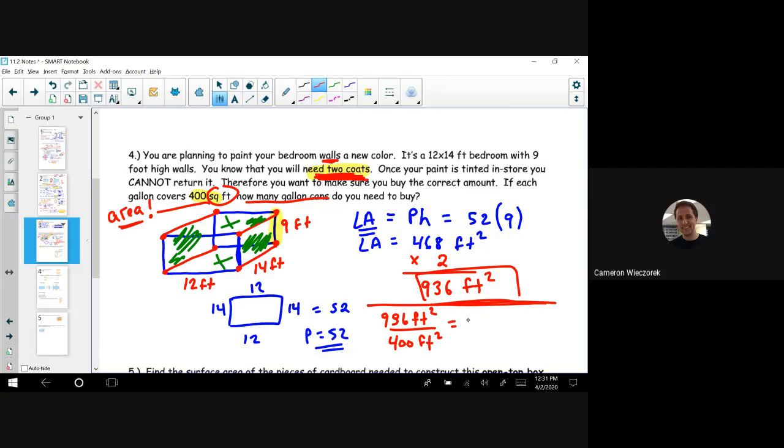2.34. Now, normally, rounding rules would tell us to round down since the 3.4 is less than 5. But if you only go with 2 gallons, you're going to be cutting yourself short of some of that paint that you need for those 4 walls. So what that tells you is in a problem like this, you have to round up. So you get 3 gallons.